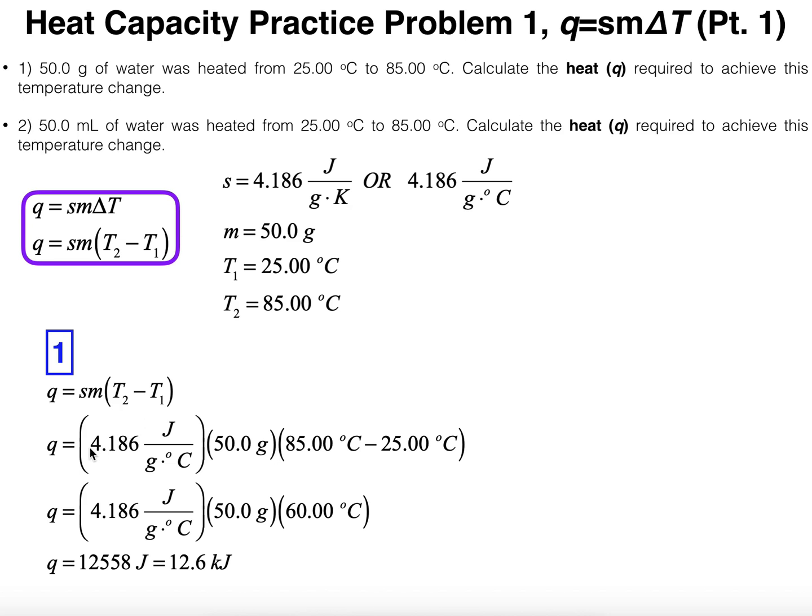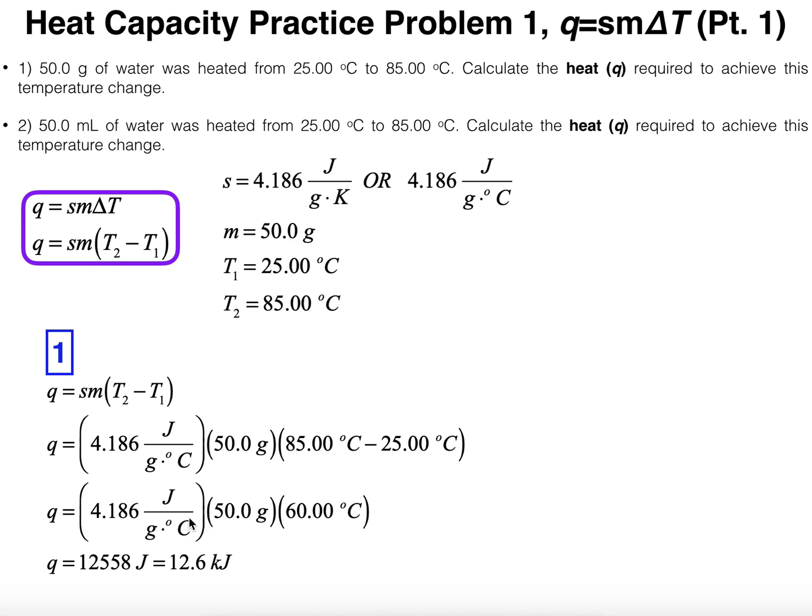Let's plug in the S for specific heat. That's going to be 4.186 joules per gram per degree Celsius. This is multiplied by the mass, times 50 grams. And then again, in parentheses here, make sure to do this because we're subtracting. It's the second temperature, so the final one, 85 degrees Celsius, minus the initial temperature, 25 degrees Celsius. Again, this subtracts to 60 degrees Celsius. So 60 degrees Celsius, that is actually our temperature change. Okay? Now, before we multiply this out, we should notice a couple of things.